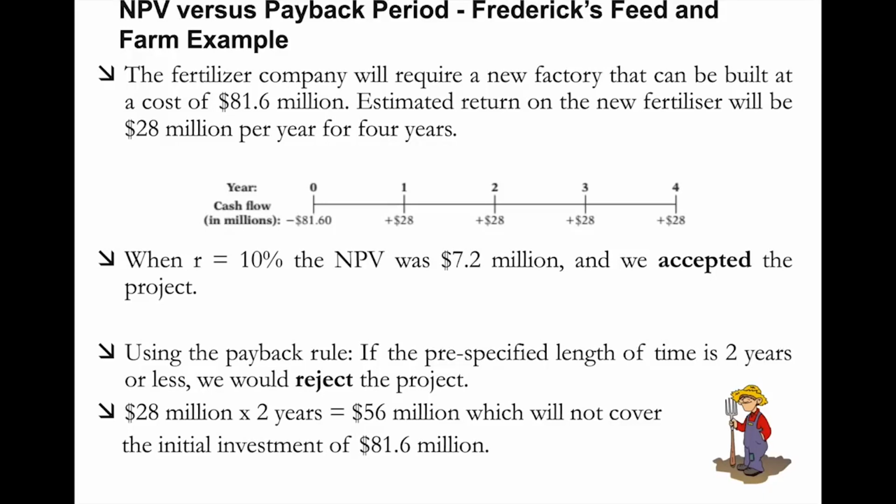So if the manager decided that the pre-specified length of time was 2 years or less, we would reject the project because the manager says that we want the initial investment of $81.6 million to be paid back in 2 years or less. And notice that we're not discounting these cash flows, we're completely ignoring the discounting of cash flows here. And so of course this is one of the pitfalls of using the payback period, but it is very simple.